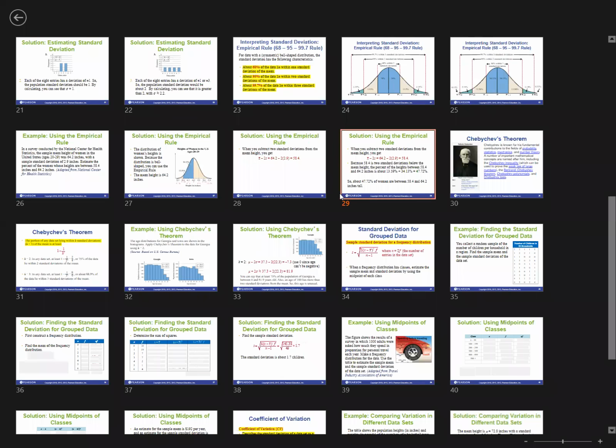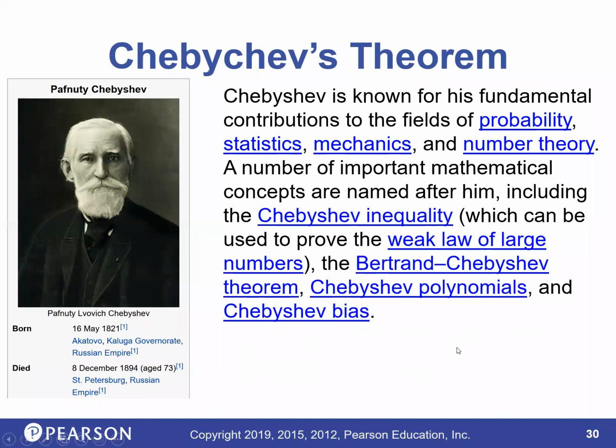But let's handle one more thing here. Chebychev's theorem. How about that? Good older fella, born in 1821. Whew, that's crazy. Died in 1894, age of 73. And he contributed a lot of things to probability, stats, mechanics, and number theory. So he had this little theory that we still apply in stats. Has to do with the normal curve.